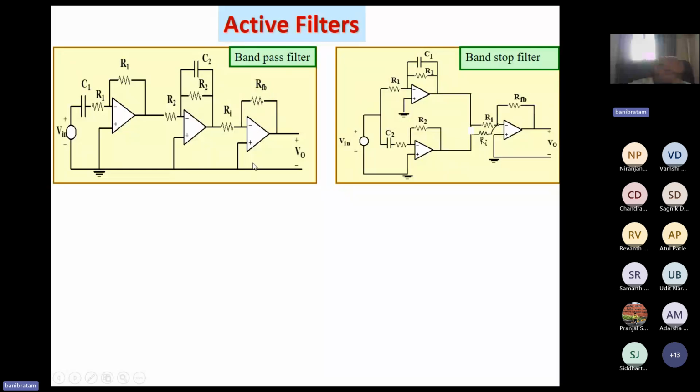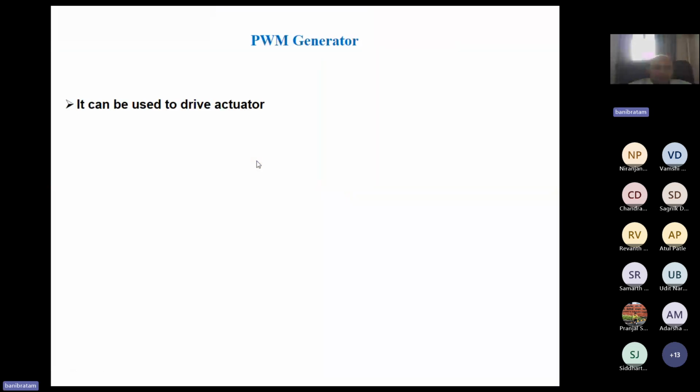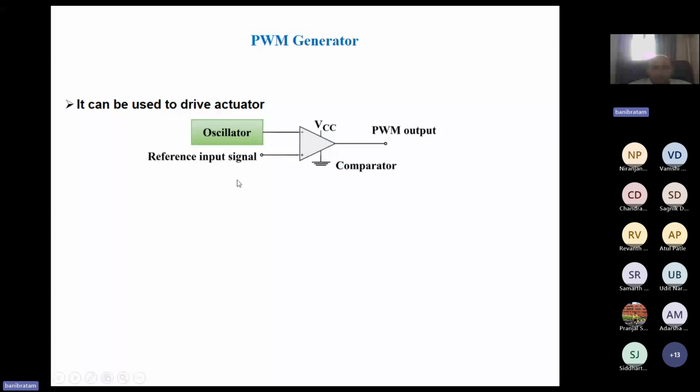Right? So in this line, we have given one question in the mid-sem, so we'll discuss that part. Okay. After that, we have discussed this PWM generator as well, using which we can generate the PWM signal, which can be used for driving your motor driver or motor control kind of applications.